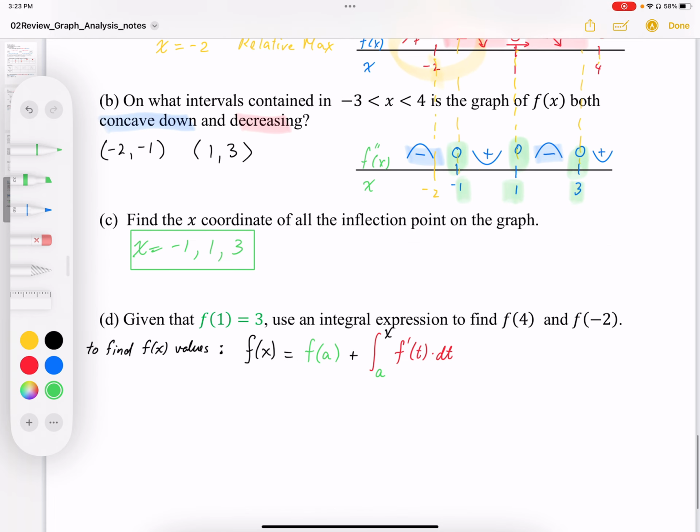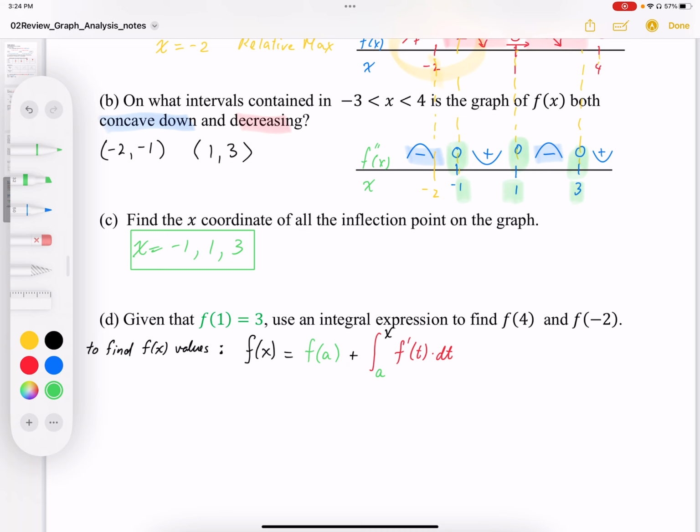The last part of this problem says that given that f of 1 equals 3, use an integral expression to find f of 4 and f of -2. So first of all, to find f of x values, we can generalize with this expression. So f of x is equal to some starting point, f of a, so that's our starting y coordinate at a, and then it's going to be the change or the displacement in f, which is the area under the derivative f prime. So if we find the area from a to x, that represents the change.